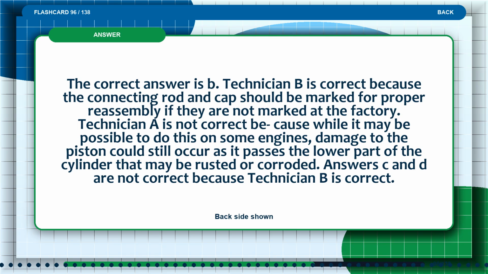The correct answer is B. Technician B is correct because the connecting rod and cap should be marked for proper reassembly if they are not marked at the factory. Technician A is not correct because while it may be possible to do this on some engines, damage to the piston could still occur as it passes the lower part of the cylinder that may be rusted or corroded. Answers C and D are not correct because technician B is correct.